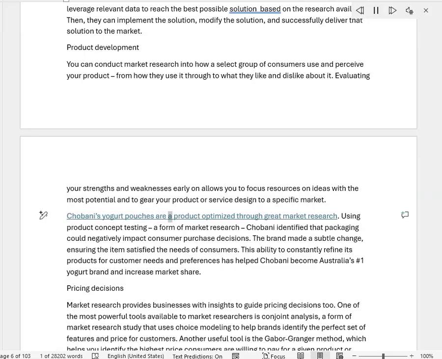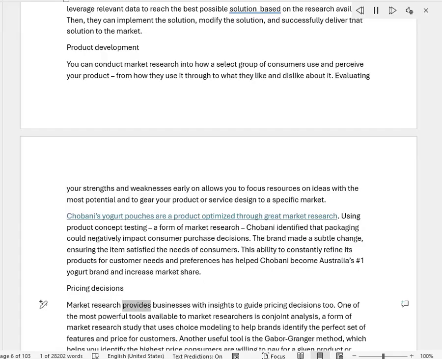Chobani's yogurt pouches are a product optimized through great market research. Using product concept testing, a form of market research, Chobani identified that packaging could negatively impact consumer purchase decisions. The brand made a subtle change, ensuring the item satisfied the needs of consumers. This ability to constantly refine its products for customer needs and preferences has helped Chobani become Australia's #1 yogurt brand and increase market share.